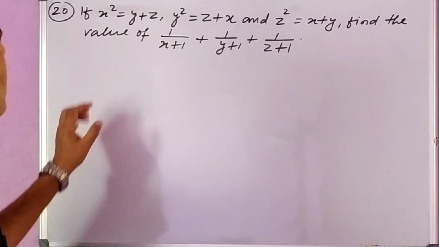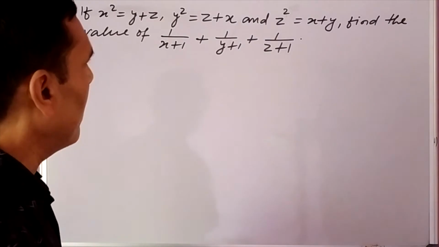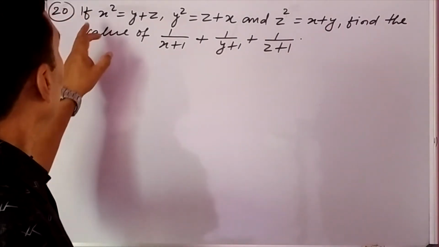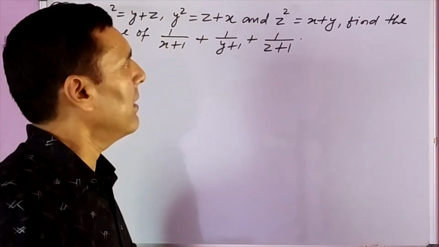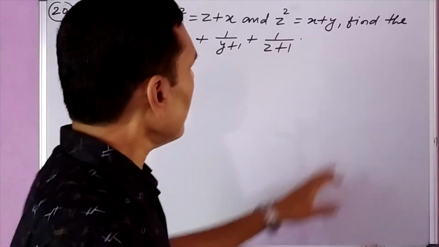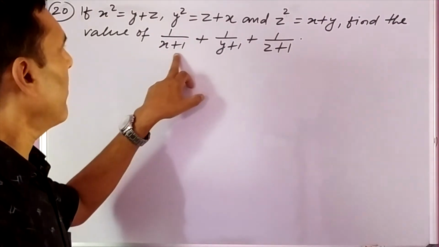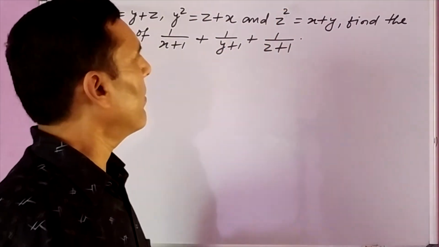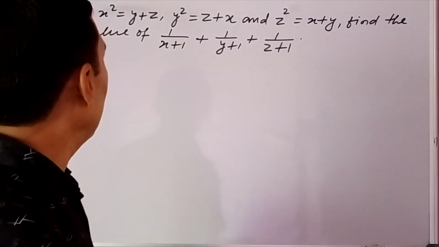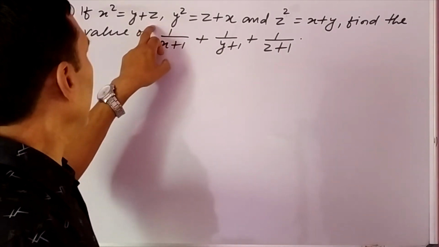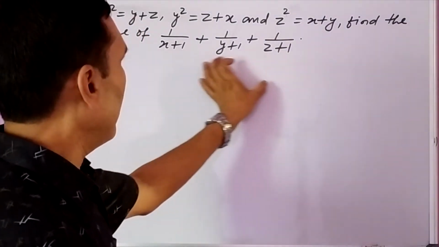Like question number 20. This question is slightly different than other questions which we solved previously. It is given that x square is equal to y plus z, y square is equal to z plus x, and z square is equal to x plus y. With the help of this, we have to find the value of 1 upon x plus 1 plus 1 upon y plus 1 plus 1 upon z plus 1. So here we have to use the given condition: x square is equal to y plus z, y square is equal to z plus x, and z square is equal to x plus y, to get the value of this.